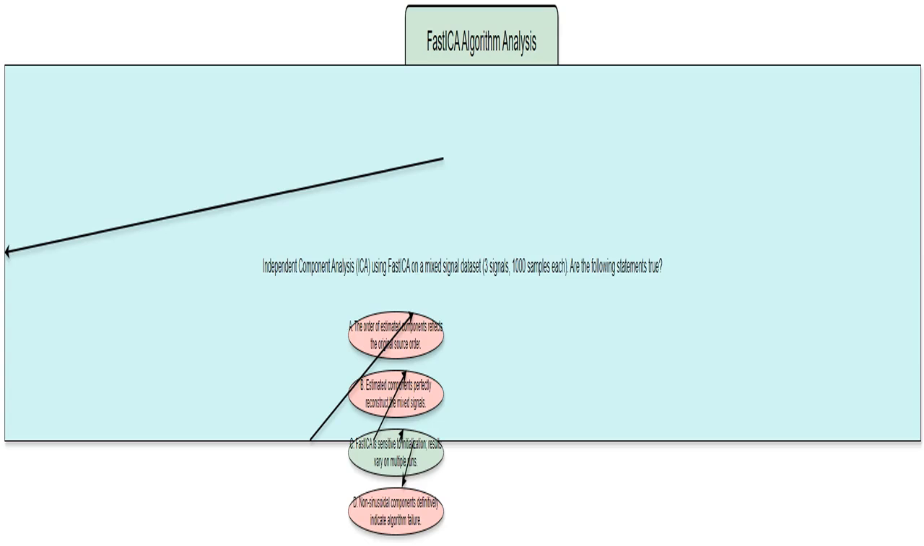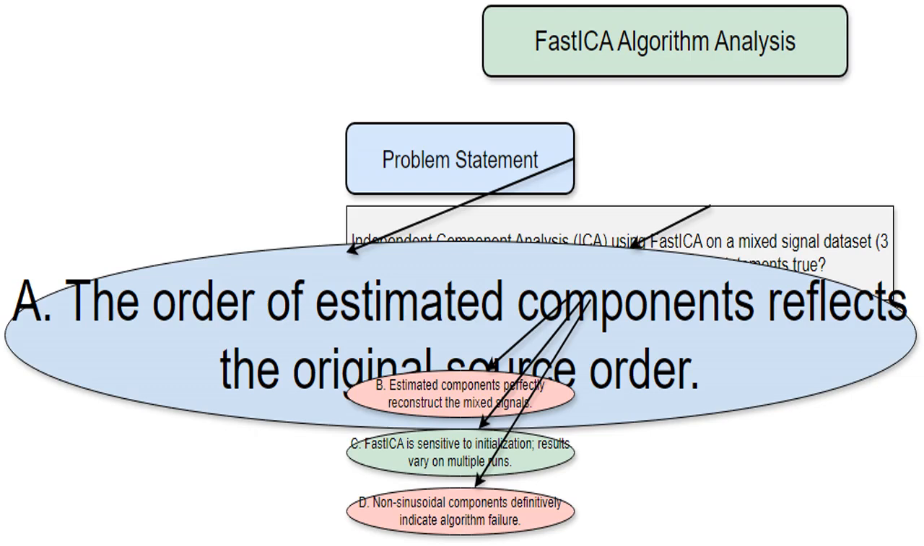Statement A says the order of the separated signals matches the original signals. I'm exploring this. ICA doesn't guarantee that. The order is arbitrary. Think of it like separating colored candies. You might get them in a different order than they were mixed. Therefore, A is false.